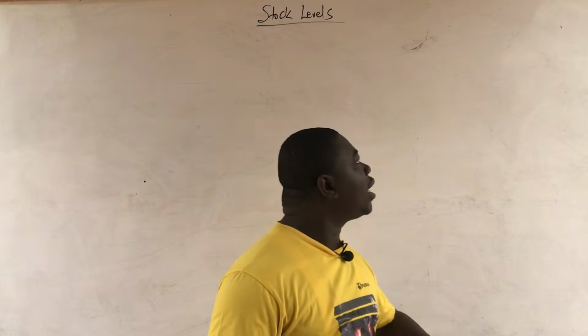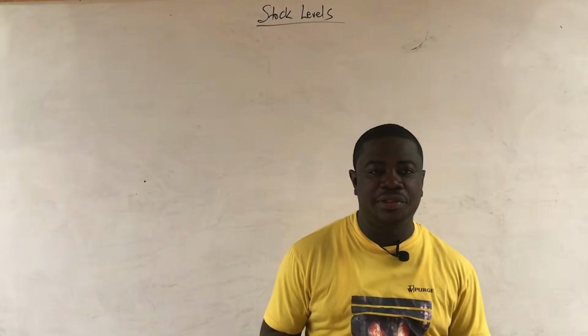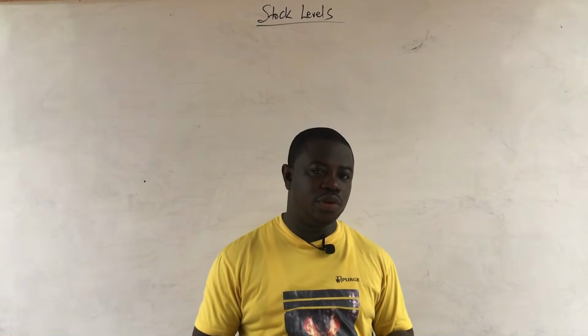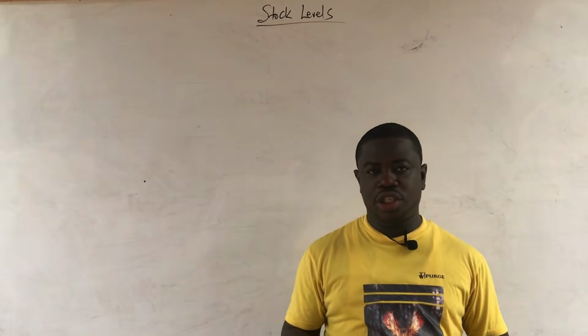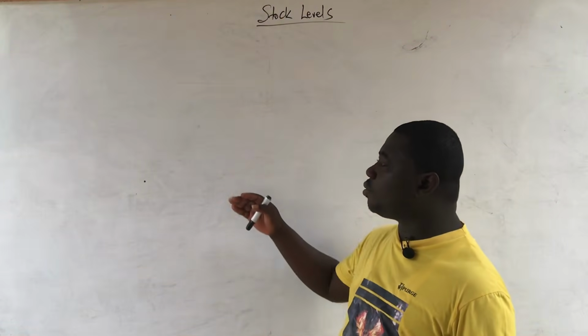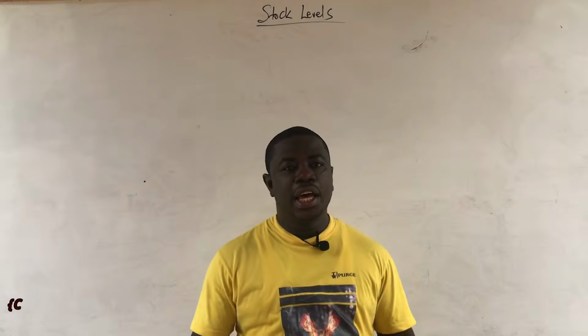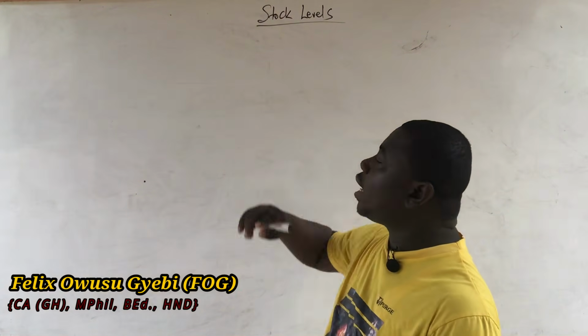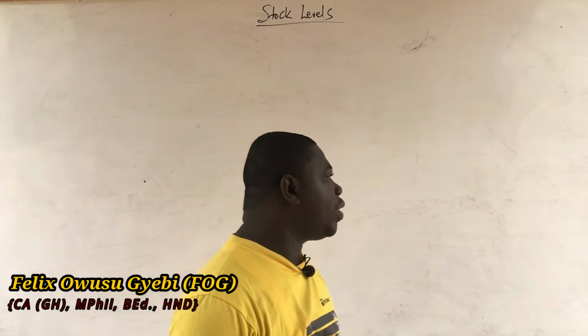Today we are going to look at stock levels, or what we call inventory levels. We are going to understand how to fix these levels in our organizations, and then we are going to use that to ensure proper inventory management so that we don't run out of stock, and also to ensure that customer demands are also met. All right, so this is under accounting for materials or inventories.